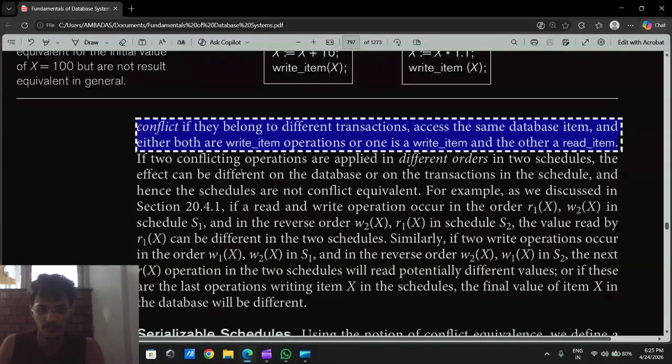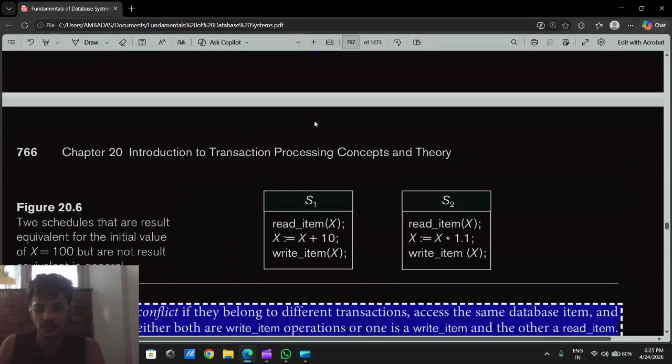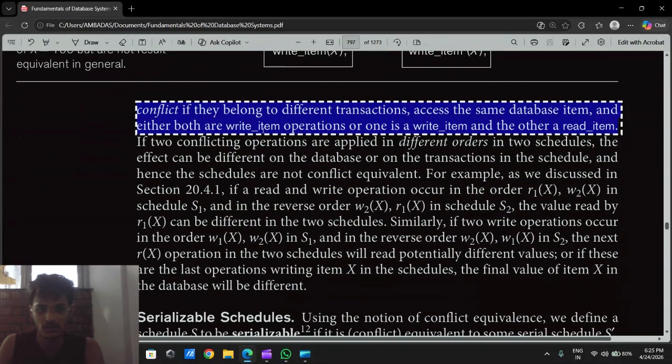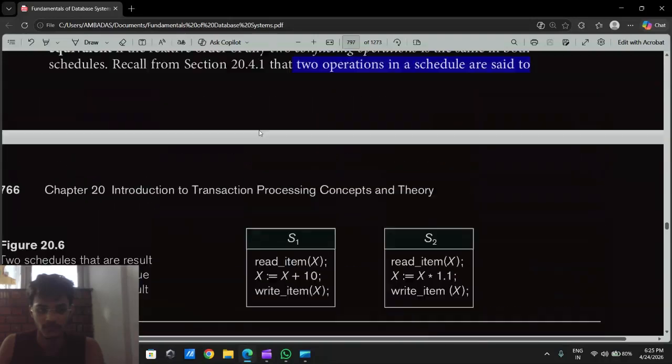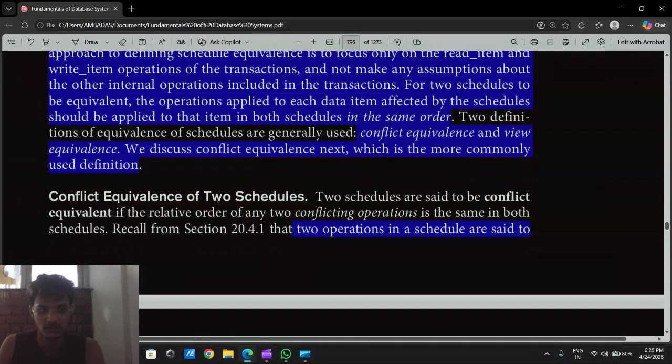And if the relative ordering of these conflicting operations is the same in both the schedules, we can say that those are conflict equivalent.